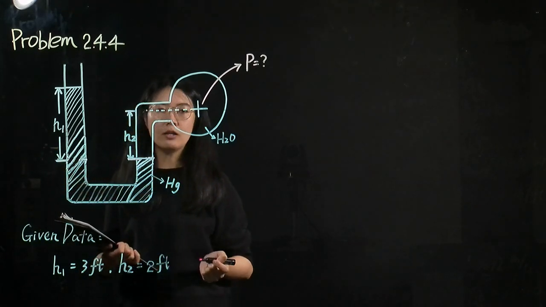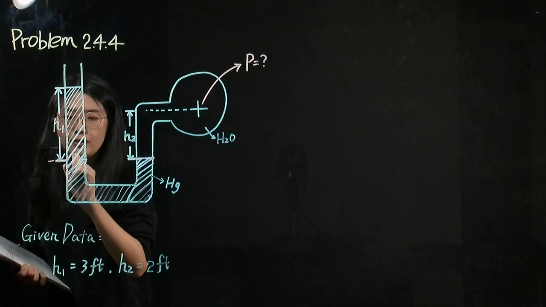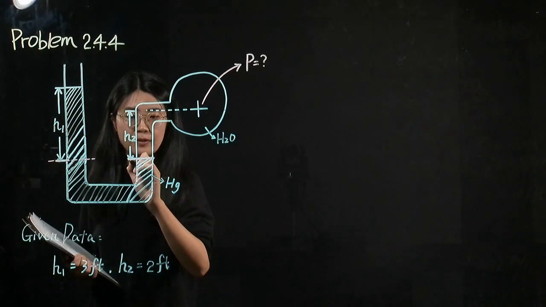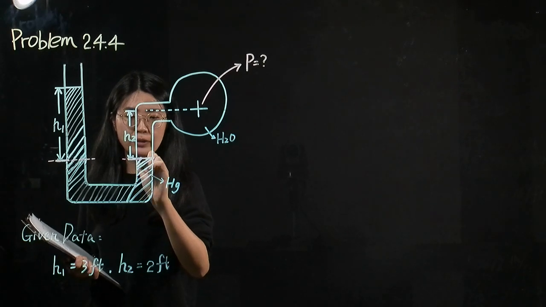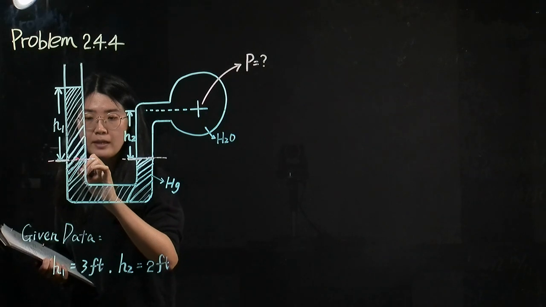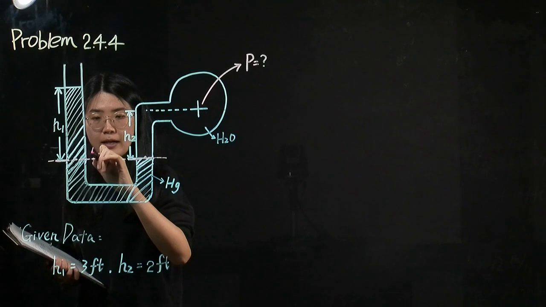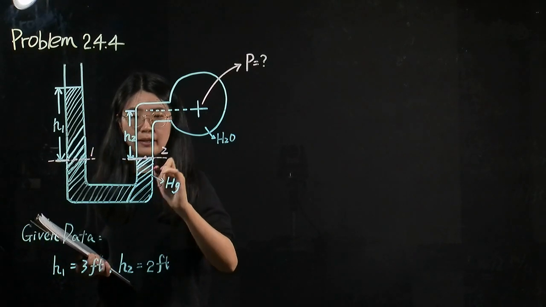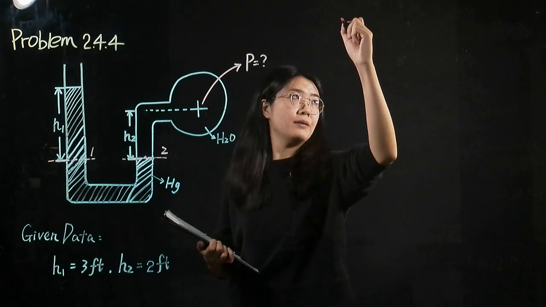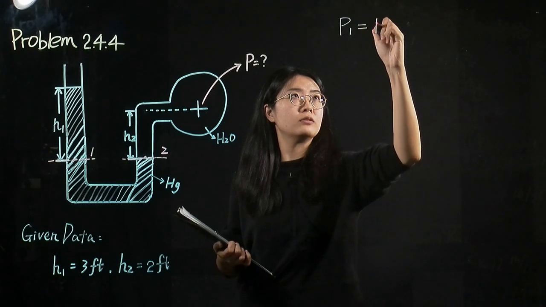To solve this problem, first we need to identify an equal pressure surface, which is at the interface of mercury and water. So the points on the surface should have the same pressure, which means that the pressure at point 1 and the pressure at point 2 should be the same. Then P1 is equal to P2.